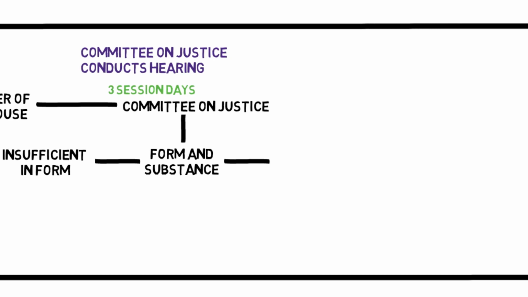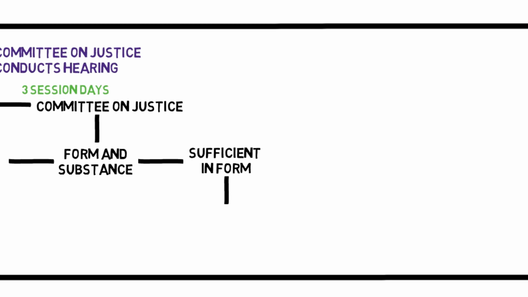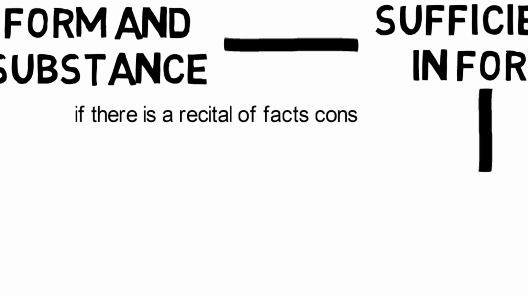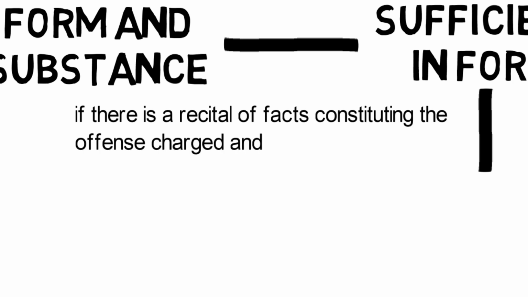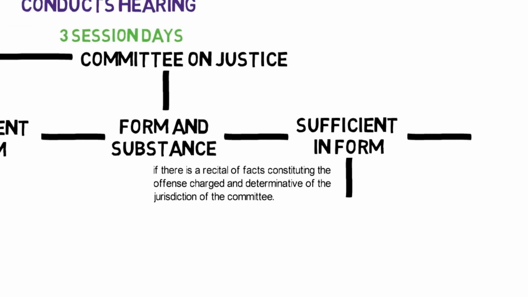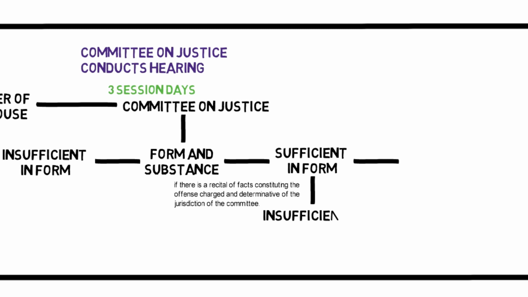Should the committee find the complaint sufficient in form, it shall then determine if the complaint is sufficient in substance. The requirement of substance is met if there is a recital of facts constituting the offense charged and determinative of the jurisdiction of the committee. If the committee finds that the complaint is not sufficient in substance, it shall dismiss the complaint and shall submit its report.